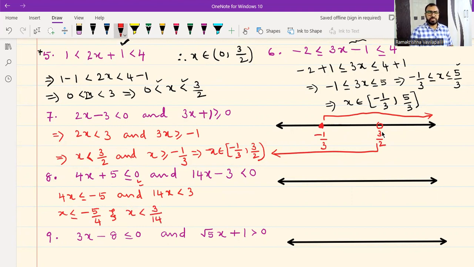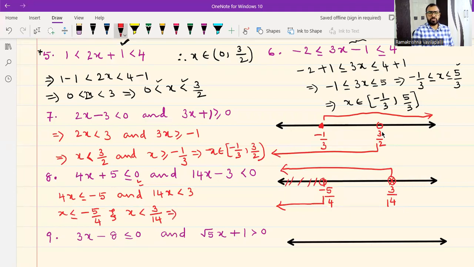Right? Here we got the same kind of inequations. Let us plot this. One is the negative number, the other one is a positive number. So here this is 3 by 14, less than 3 by 14. And another one is minus 5 by 4, x less than minus 5 by 4. So this is also less than minus 5 by 4, left side. So now you see what is the common portion. The common portion is here.